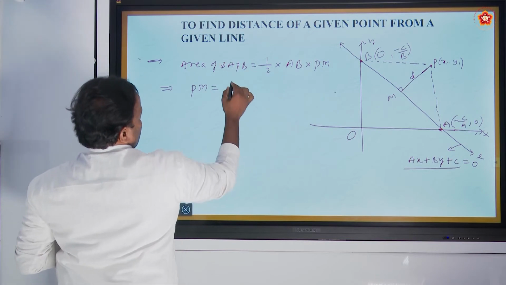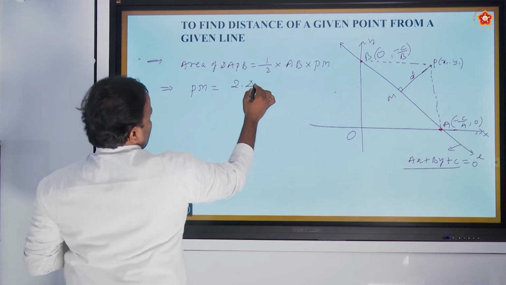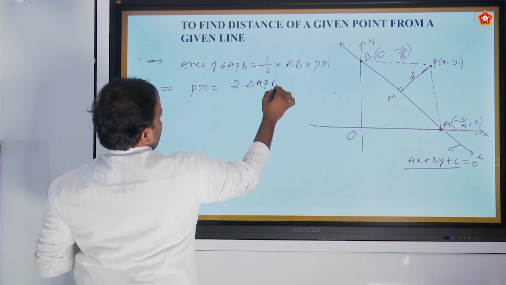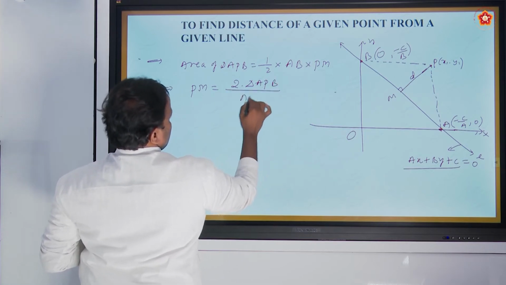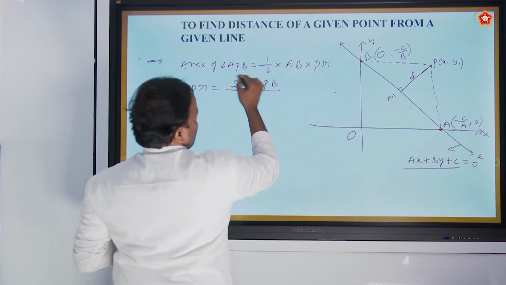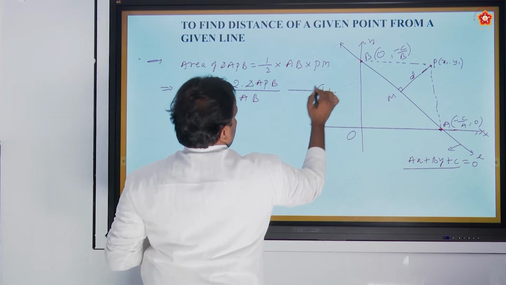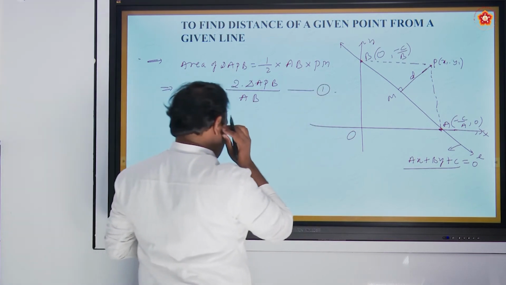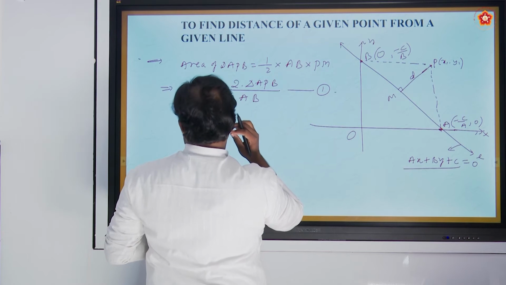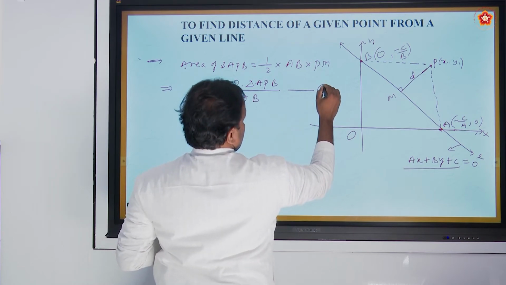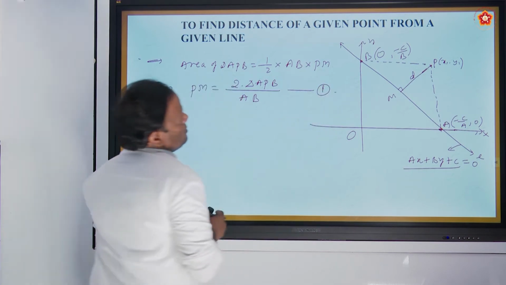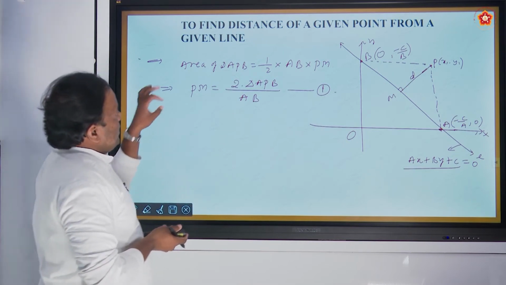You take 2 this side. This becomes 2 into area of triangle APB, dividing by AB. 2 is multiplied, AB is dividing. I call this equation number 1. This is the small Roman 1. Okay. Now we need PM actually.